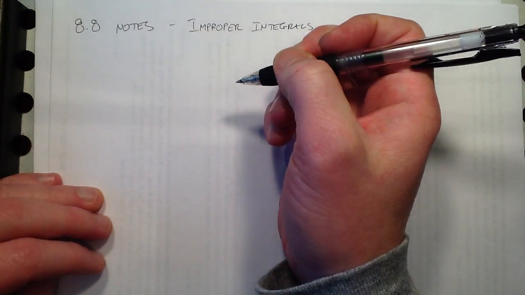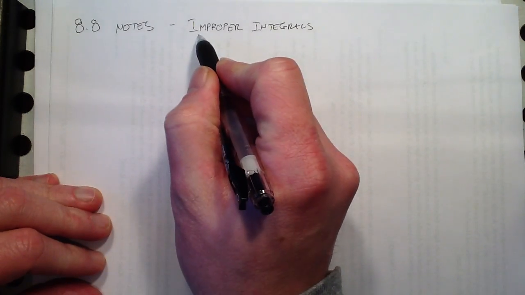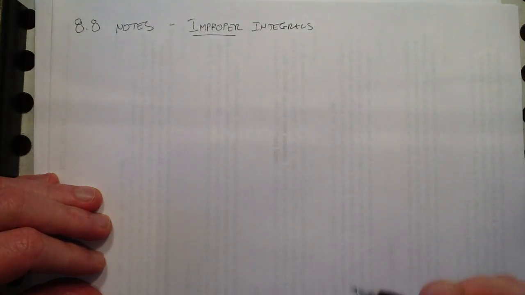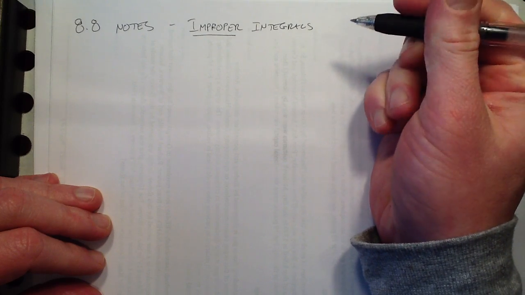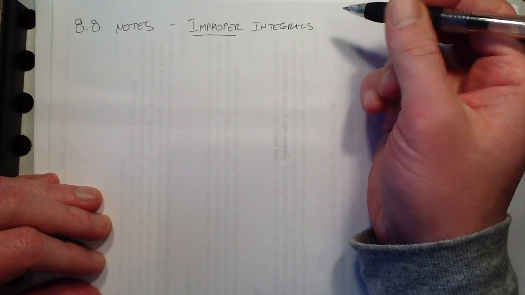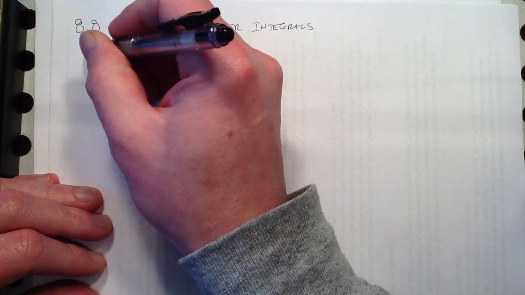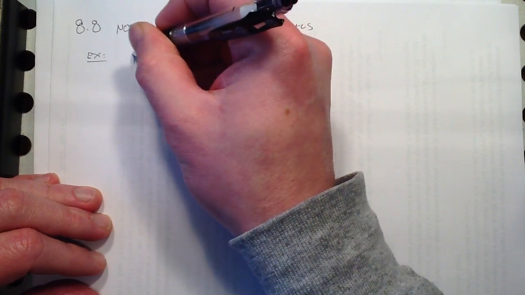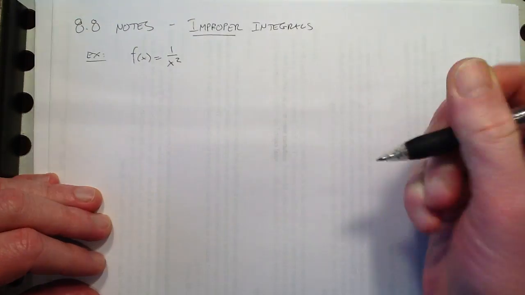This video contains the notes for section 8.8 on improper integrals, which sounds kind of scandalous, I suppose. So what is improper about improper integrals? That's the first question that I think we should answer. And the answer is that if you consider, for example, the function 1 over x squared.